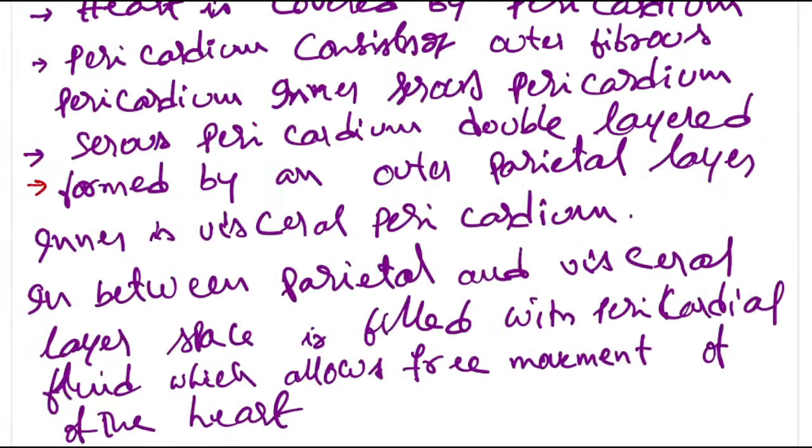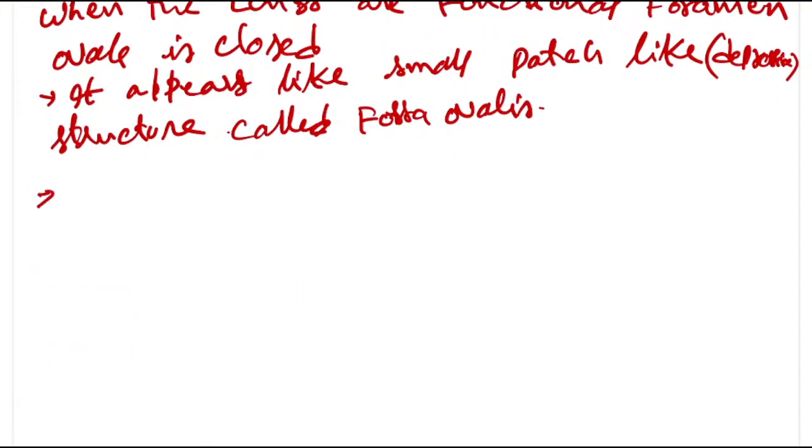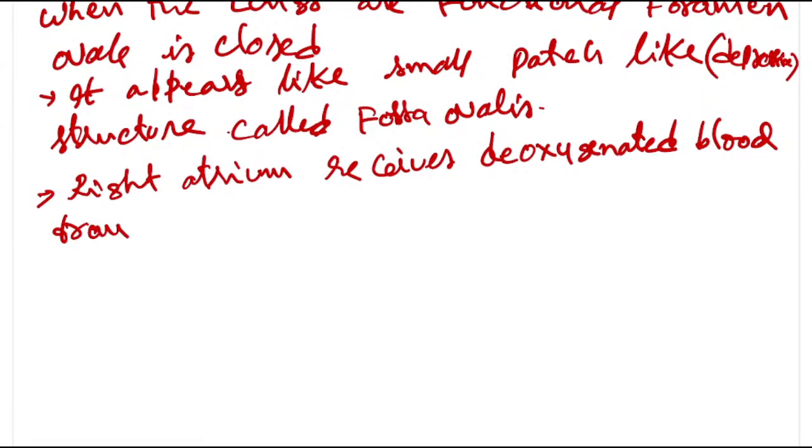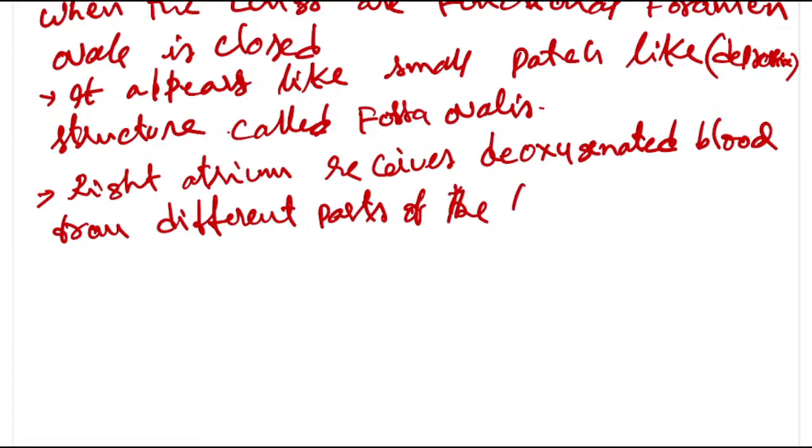The right atrium receives impure, deoxygenated blood from different parts of the body.